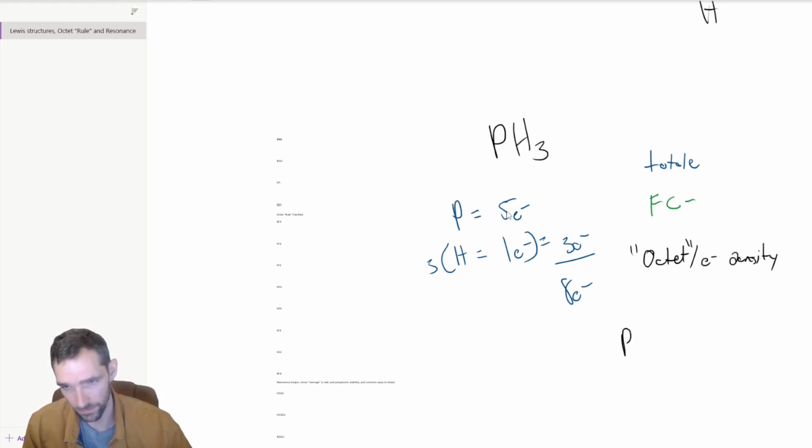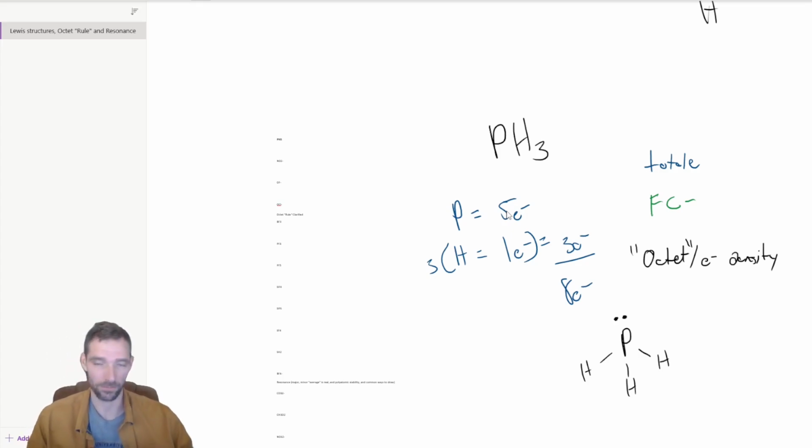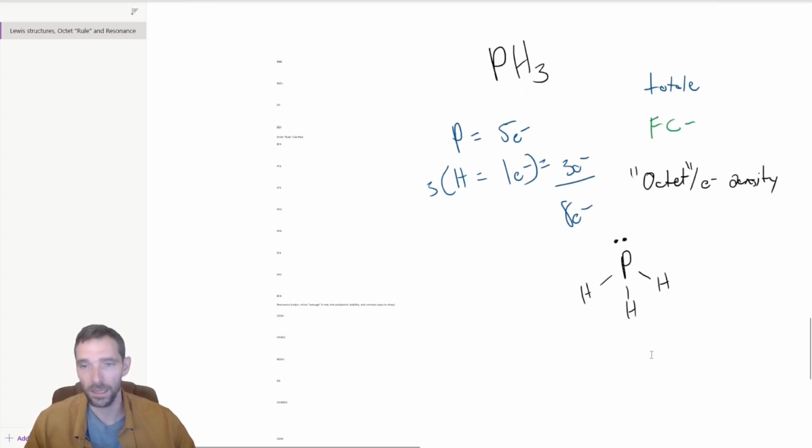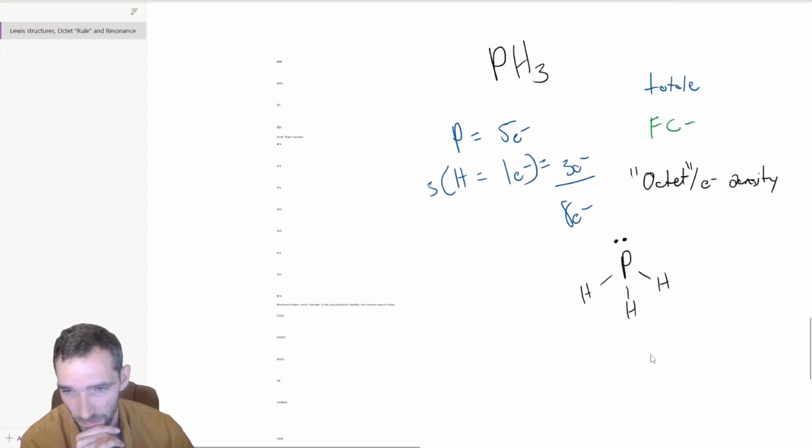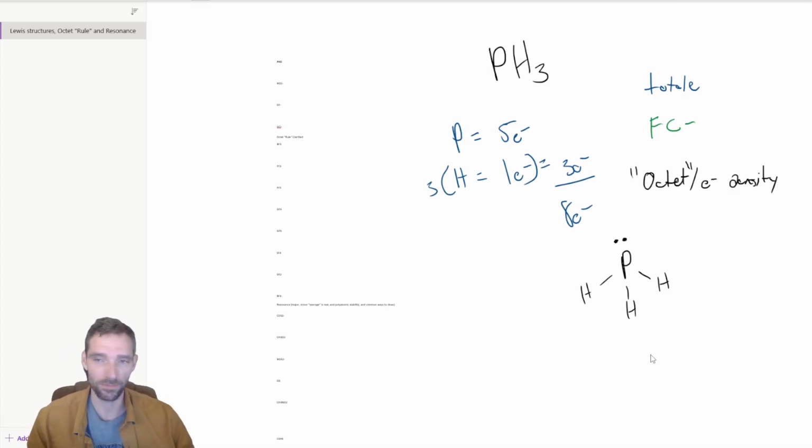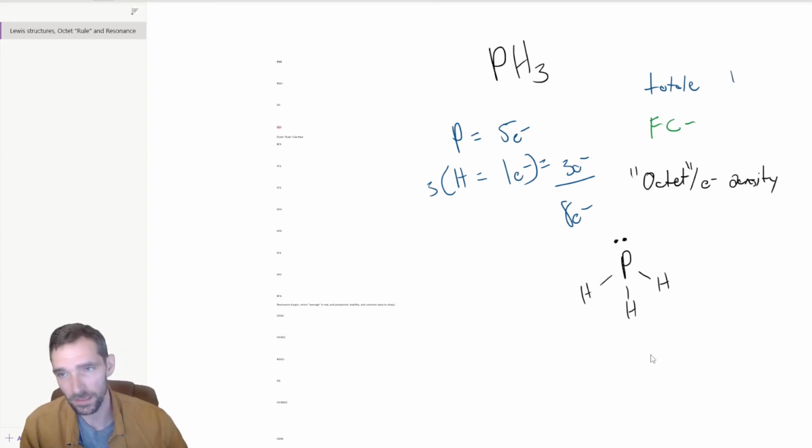And if you are clueing into the last thing that we drew with the NH3, this looks very, very similar. You're going to have a lone pair on the phosphorus there. And by doing so, we've got 1, 2, 3, 4, 5, 6, 7, 8. We have 8 electrons, or 1 octet, around the phosphorus. So our total number of electrons is good.